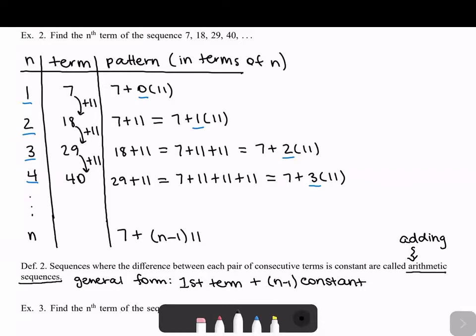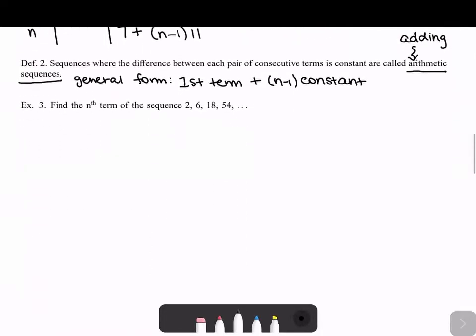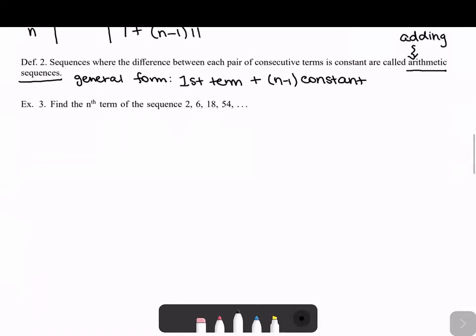And so we can see that this is true no matter what sequence we have, no matter what our first term is, no matter what our constant term is, this will always be the same. Okay, so that is our first type of sequence, an arithmetic sequence where we add a constant between each term. So now we're going to look at our second type of sequence.